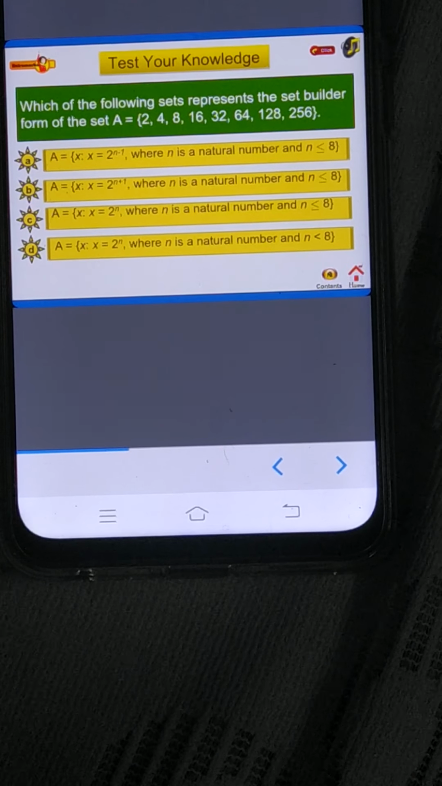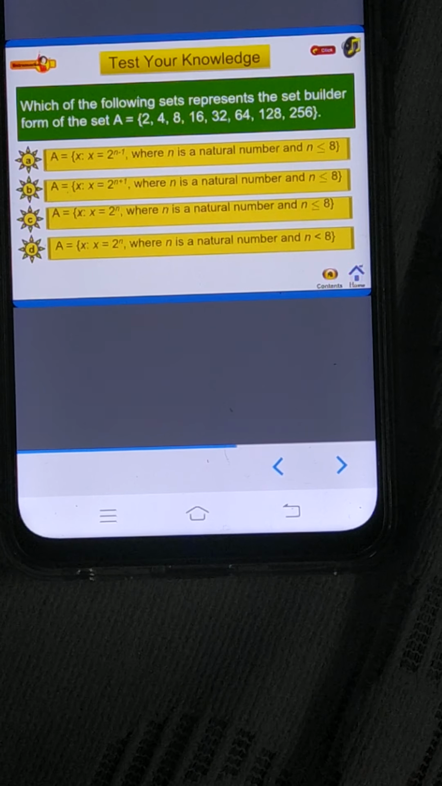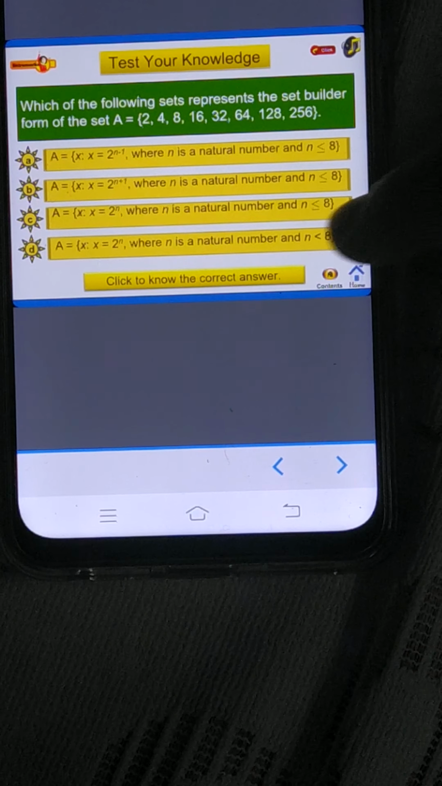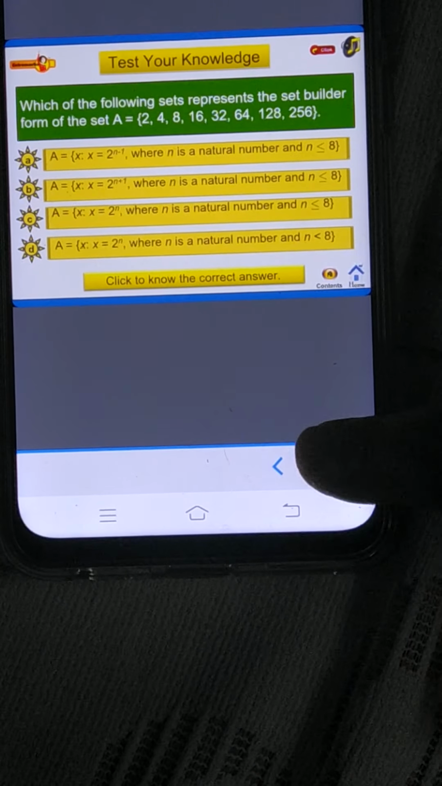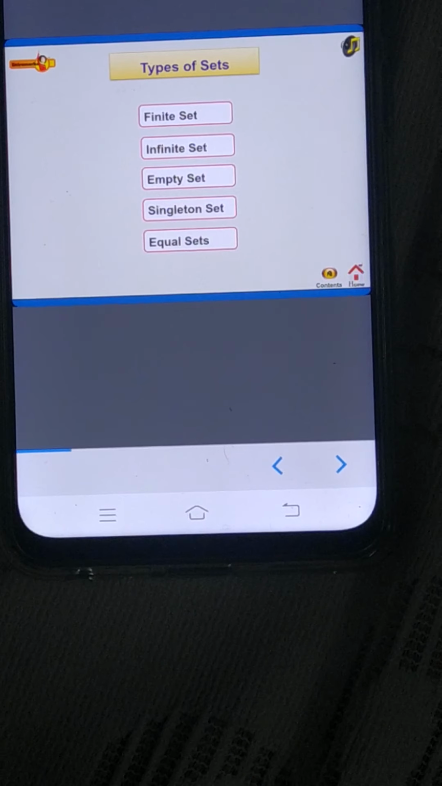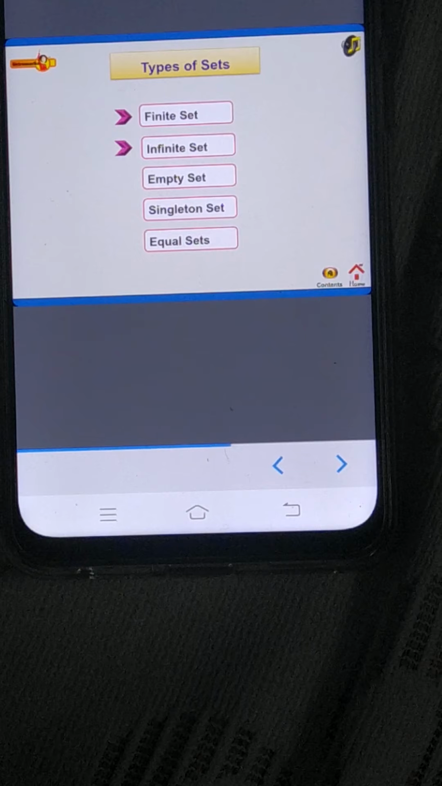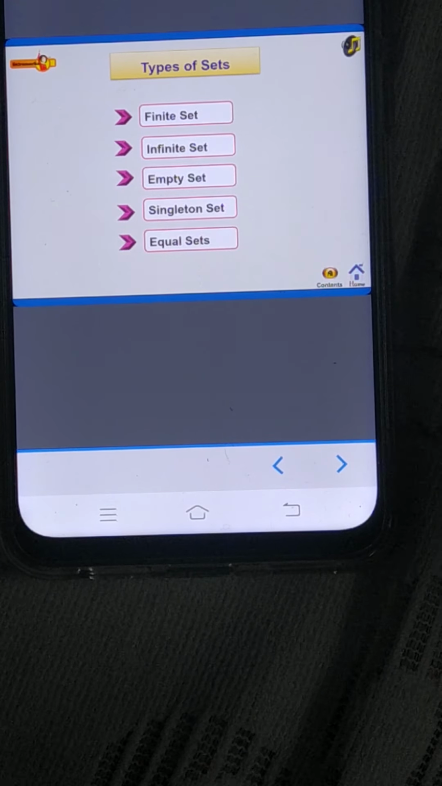Which of the following sets represents the set builder form of the set A? Click to know the correct answer. Now, we will learn different types of sets such as finite set, infinite set, empty set, singleton set, and equal sets.